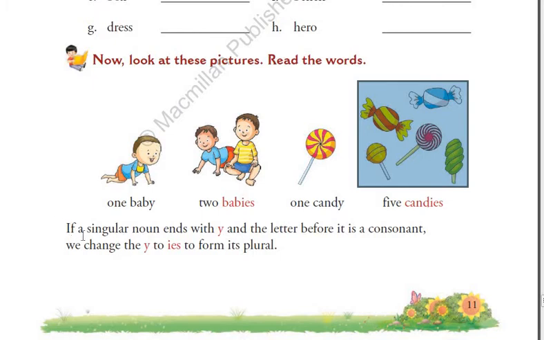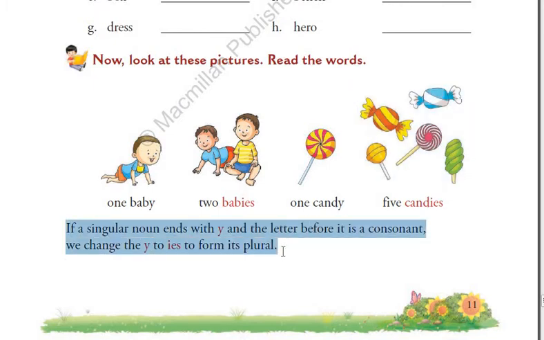So the written instruction is here. Second time I want you to read along with me. If a singular noun ends with y and the letter before it is a consonant, we change the y to ies to form its plural. Correct?